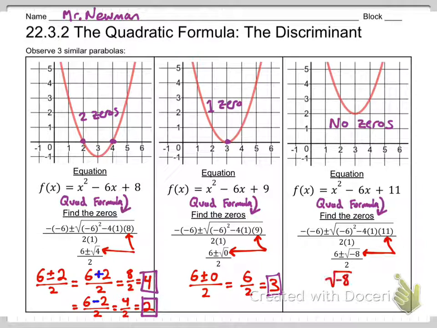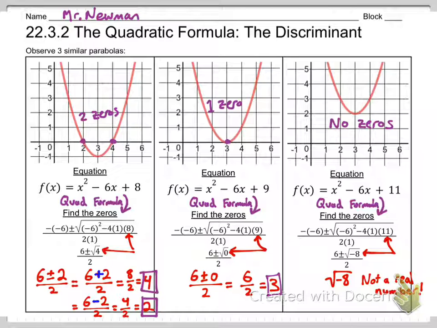On the third one, however, we have a square root of a negative 8, and you can't take the square root of a negative number, at least not get a real number. So because you can't get a real number out of it, there are going to be no places that intersect the x-axis. So notice the differences here. On the first one, we have a square root of a positive number. On the middle one, we have the square root of 0. And on the third one, we have a square root of a negative number.